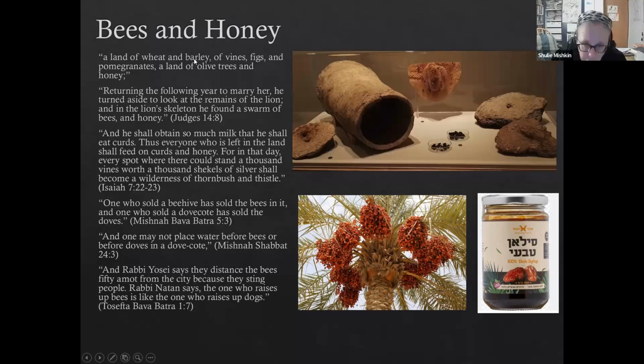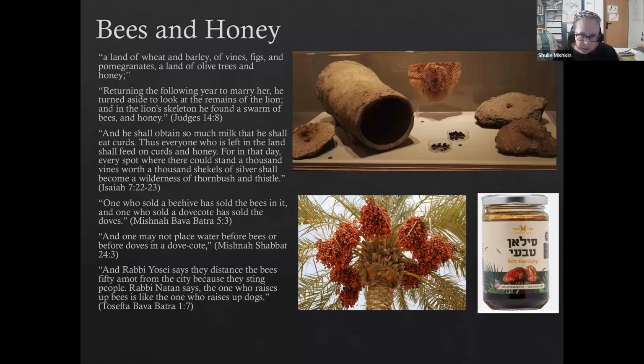So when we're talking about honey in this verse, we are not talking about bee honey, we're talking about date honey, what we call silan, a very common ingredient here in Israel. We use it for a lot of different things. So that's the honey that the seven species verse is talking about. We also hear about honey from bees.